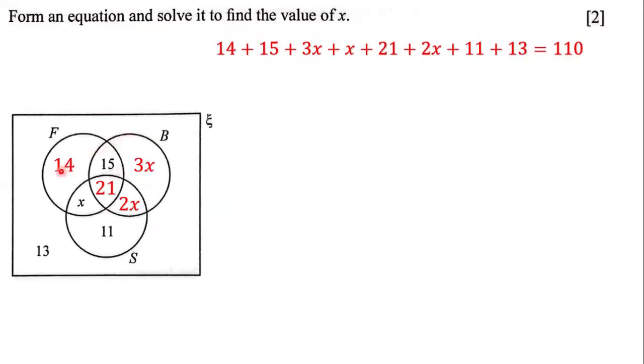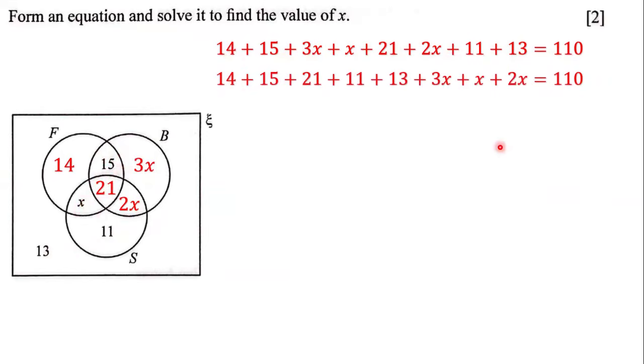So we have 14 plus 15 plus 3X plus X plus 21 plus 2X plus 11 plus 13. All of that should be equal to 110. And so we group our like terms. We put all of the numbers together, and we put all of the terms that have X in them together.